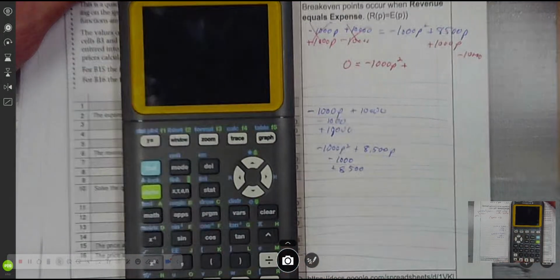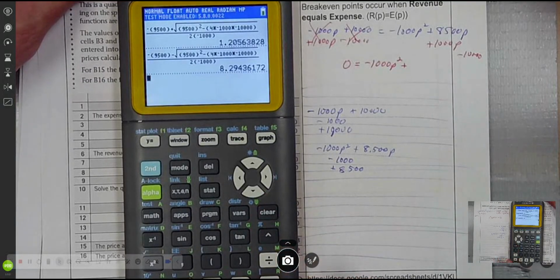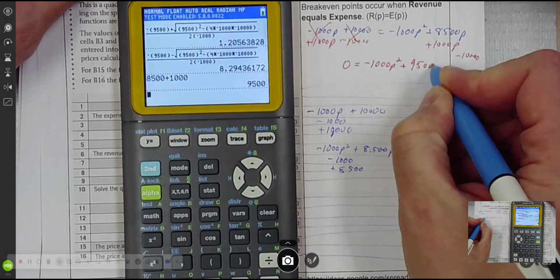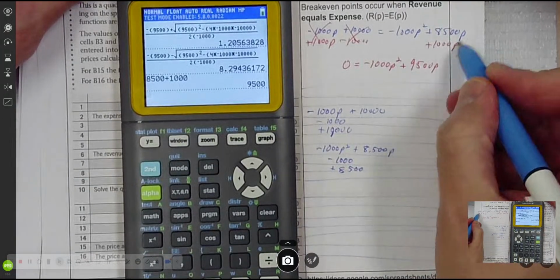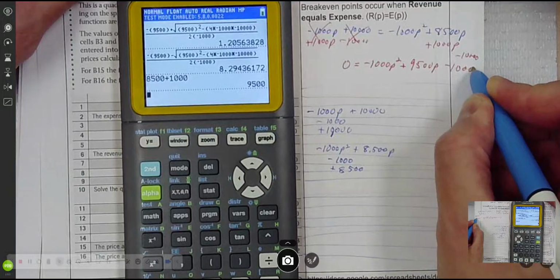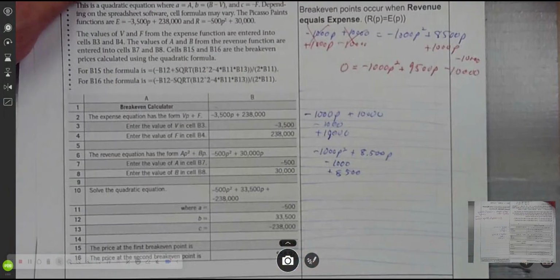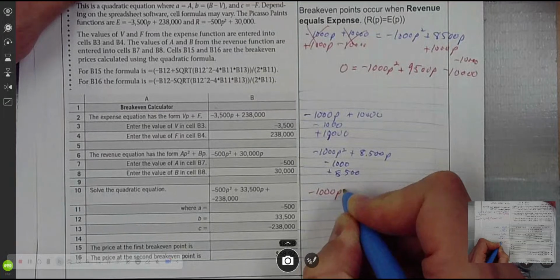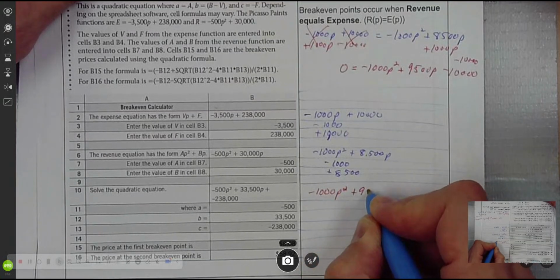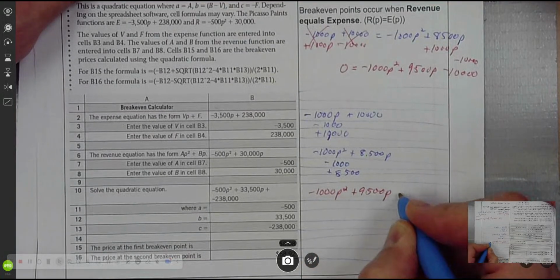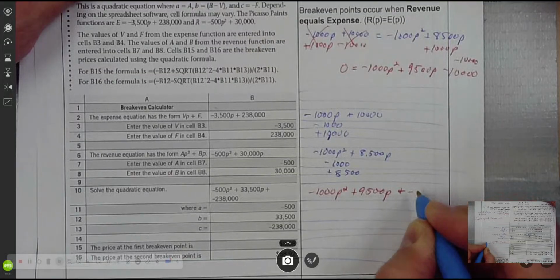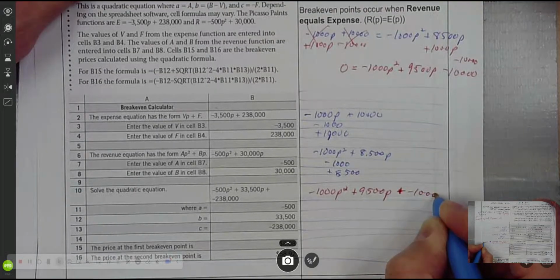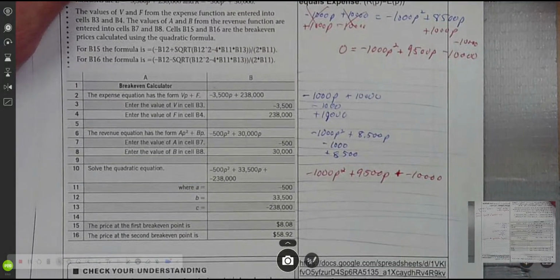Equals negative 1,000 p squared plus, calculator time, 8,500 plus 1,000 p, right? Can't forget my variable. Minus 10,000. There's my quadratic, which goes in here. Negative 1,000 p squared plus 9,500 p minus, or actually I like to do plus negative 10,000. You don't have to do it. It's the minus. It's fine.